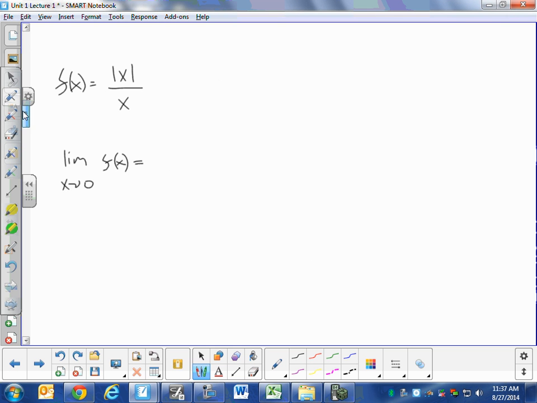All right, let's pop up here to this one. Absolute value of x over x. Try that one. And then we got a piecewise example we need to do. And then we'll call it.